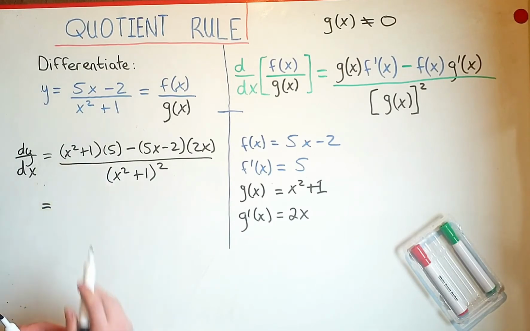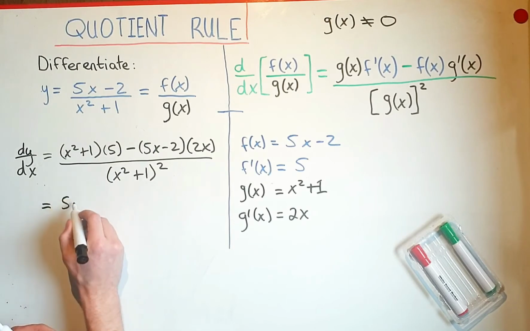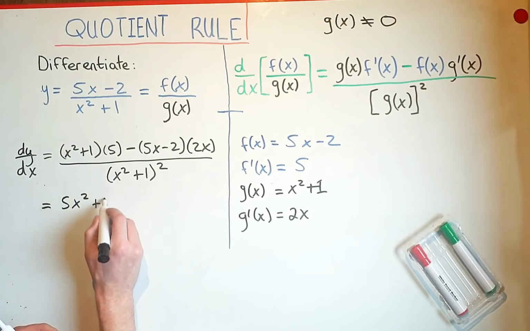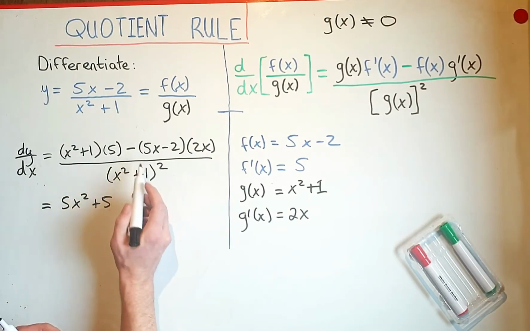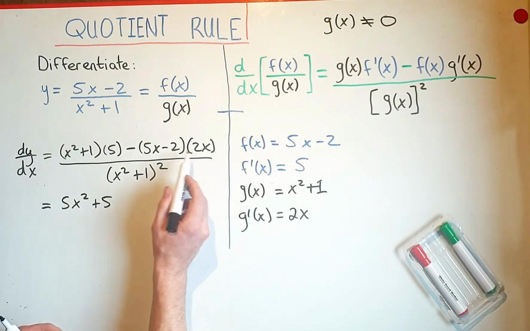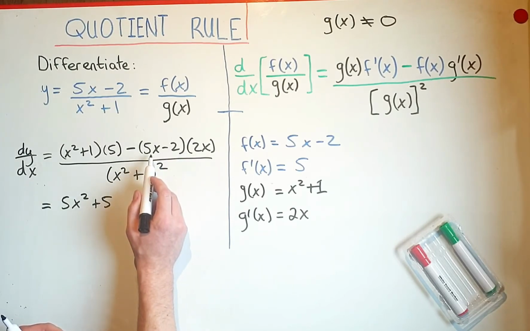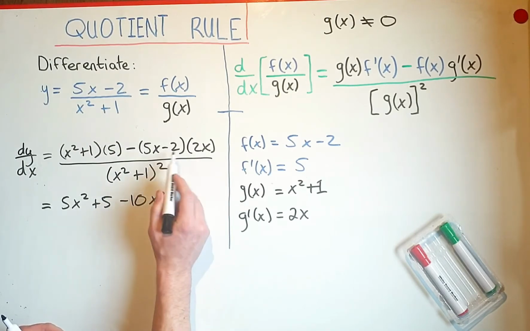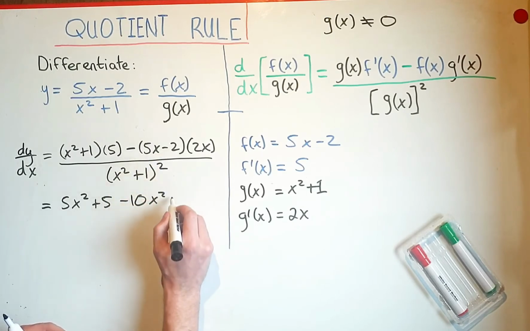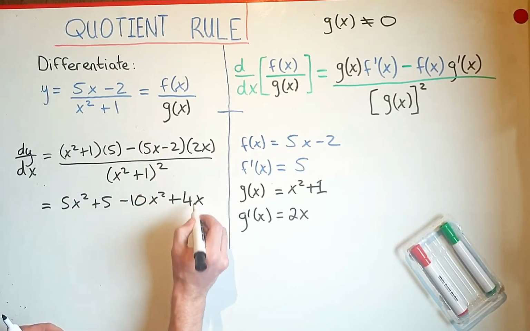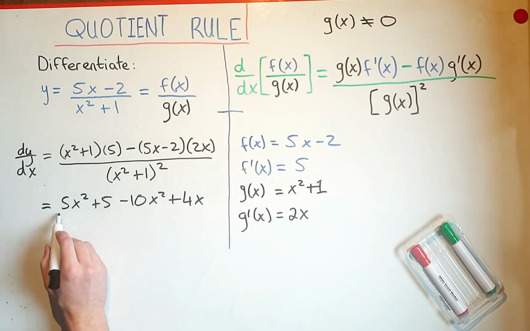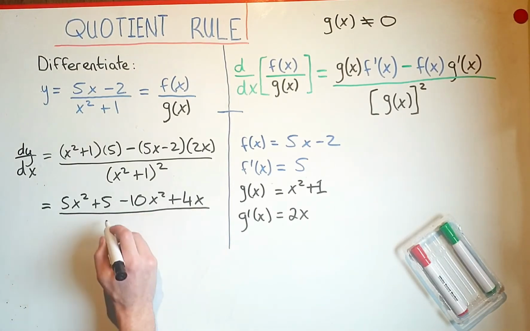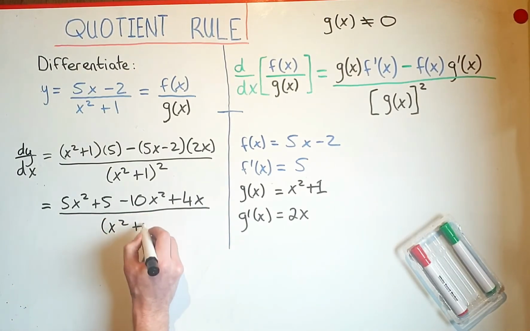Alright, so simplifying these first two expressions in product, that's going to give us a 5x squared plus 5, and then that's going to be a minus, so we have a 2x by a 5x, which is 10x squared, and then that's a minus 10x squared, and we have a 2x by a minus 2, which is minus 4x, by the minus is plus 4x, and that's all divided by x squared plus 1.